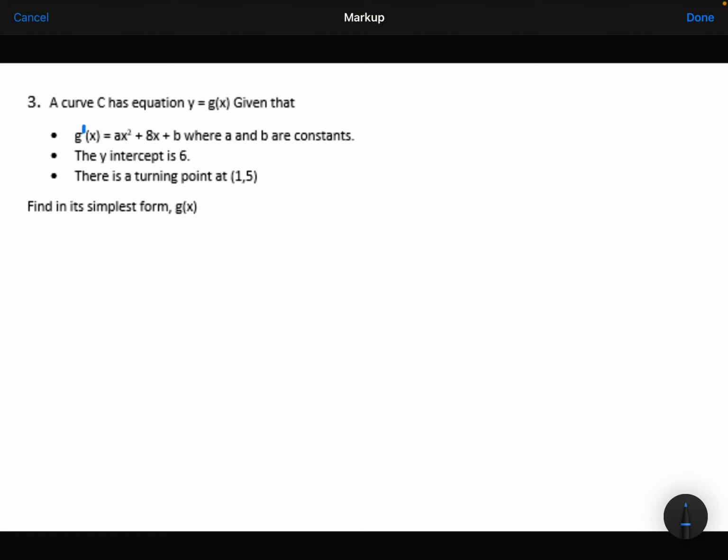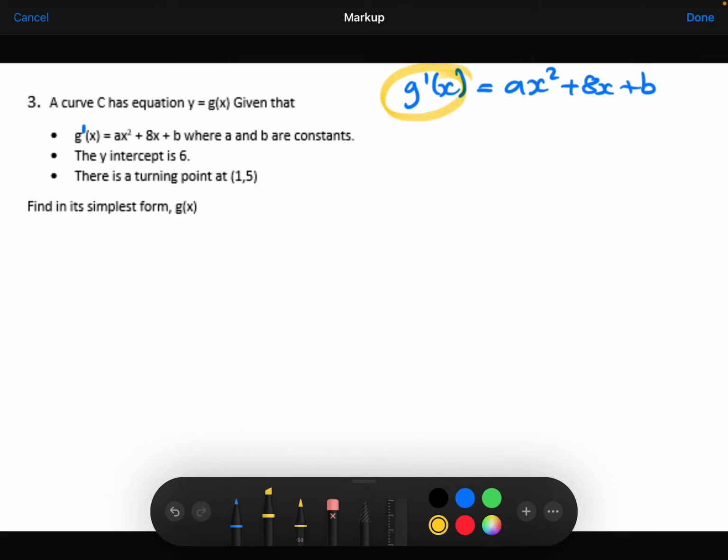So we're told the gradient function, g dash of x, so let me copy that down over here. I could integrate my gradient function to get the function itself. But before I do that, I'm going to use the fact that there's a turning point at 1, 5. That tells me that the gradient is equal to 0 when x equals 1. So I'm going to use that fact to help me work out some of these values.